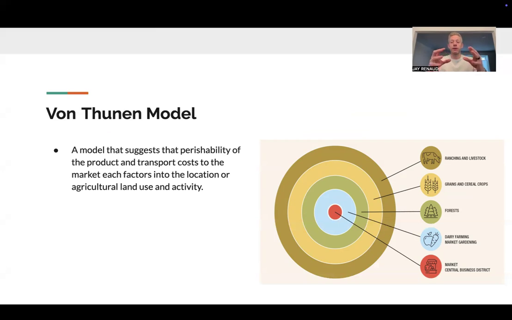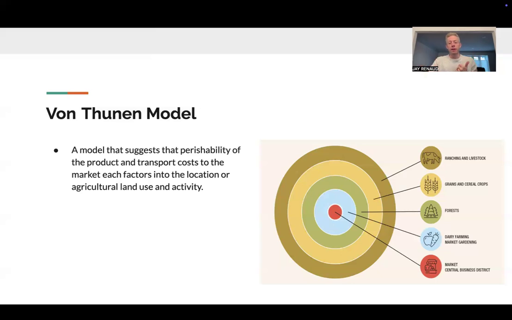As we move away from the city, we'll see more extensive farming practices. The land will become cheaper, but transportation costs will grow as we move away from the city. Perishability of the things we're going to grow or the animals we're going to raise is minimal. That's von Thünen. That's the bid rent theory.